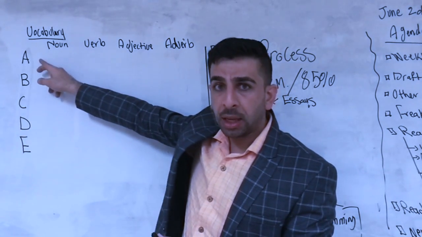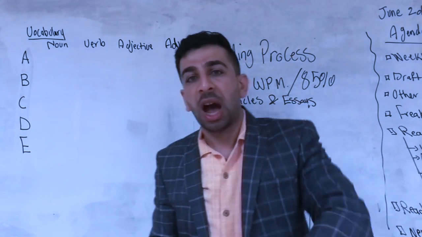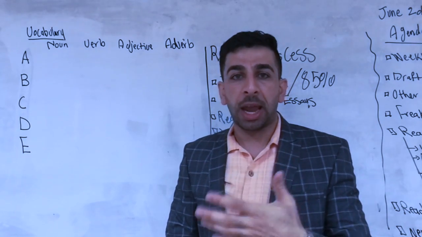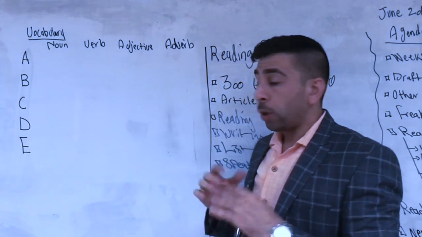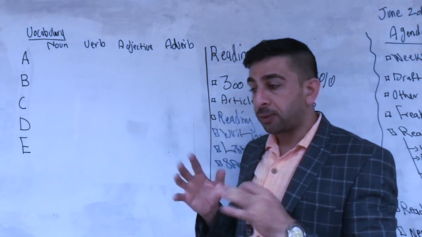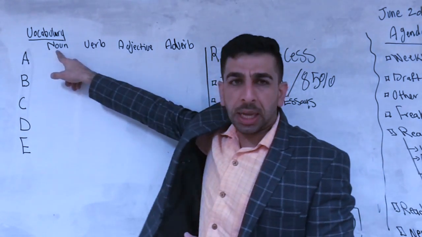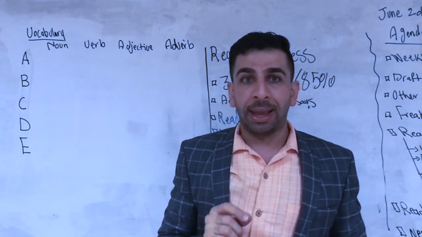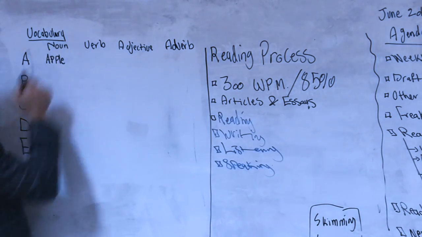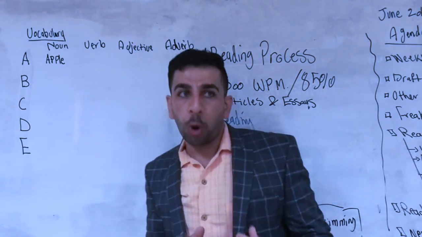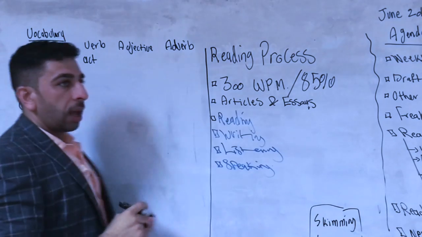So you start from A, B, C, D, E, F, G, H, I, J, K, L, M, N, O, P, Q, R, S, T, U, V, W, X, Y, and Z. And then what you're going to do is to make up words from the English dictionary that fit each one of the categories. So for example, let's think of a noun that starts with A. For example, we have apple. Okay? Now, let's think of a verb that starts with A. So for example, act.